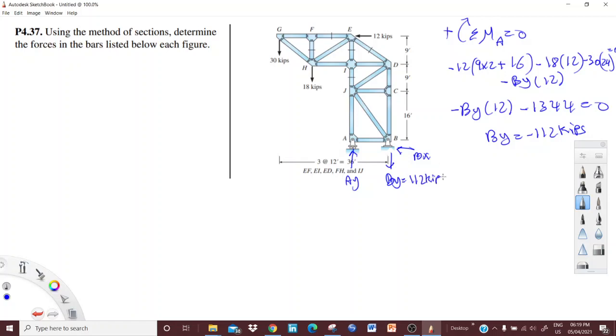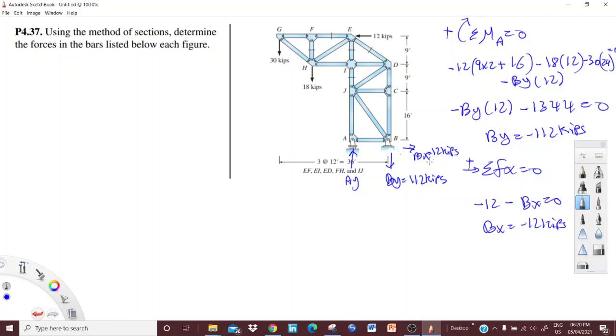And right now we can find the summation of Fy and Fx. If you say summation of Fx equal to 0, with the positive you have minus 12, you have minus BX equal to 0, therefore BX is going to be negative 12 kips. So our sign convention, we need to change it. Let us change the sign convention into the right, which is equal to 12 kips.